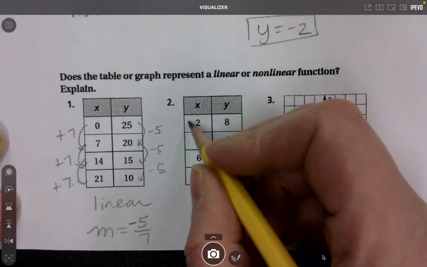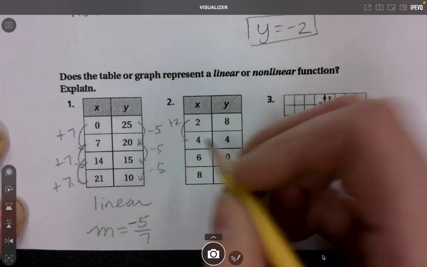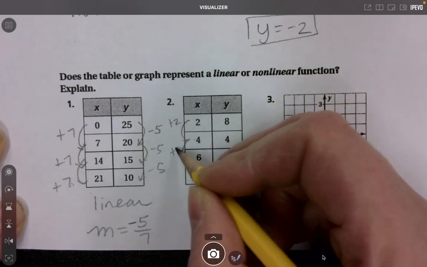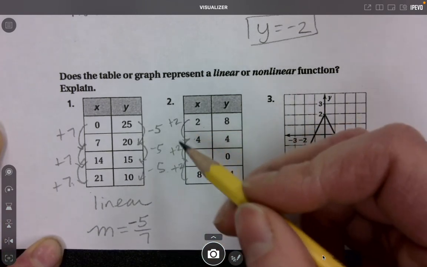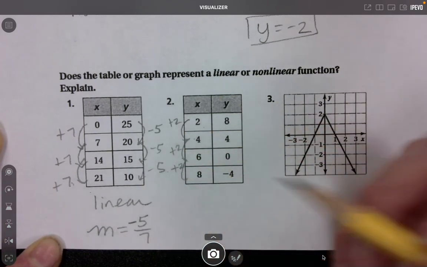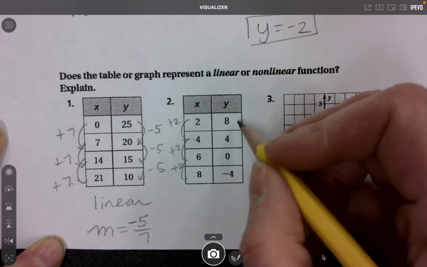Let's see, from 2 to 4, we're going up by 2. 4 to 6, up by 2 again. 6 to 8, up by 2. And then we can see a pattern with our x's. We've got the plus 2 every single time. That's constant. So let's take a look over here.